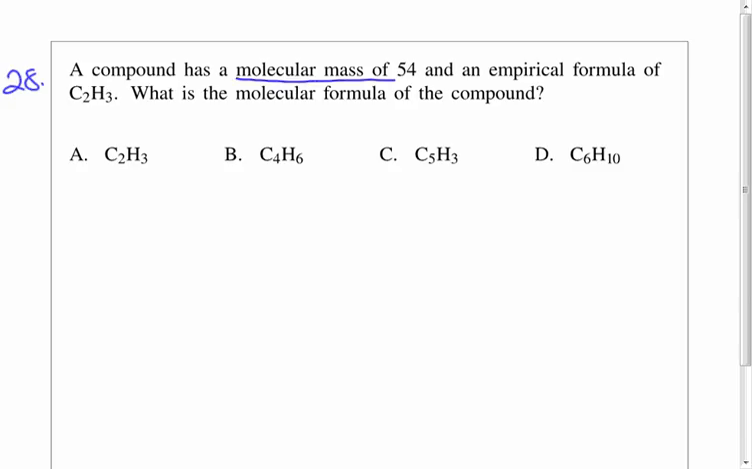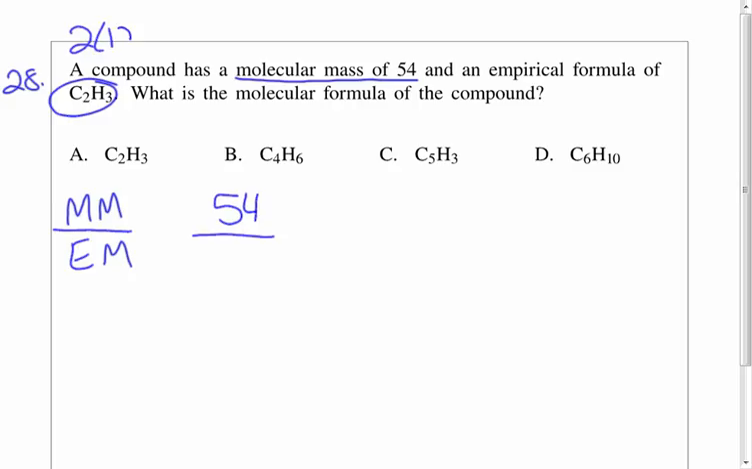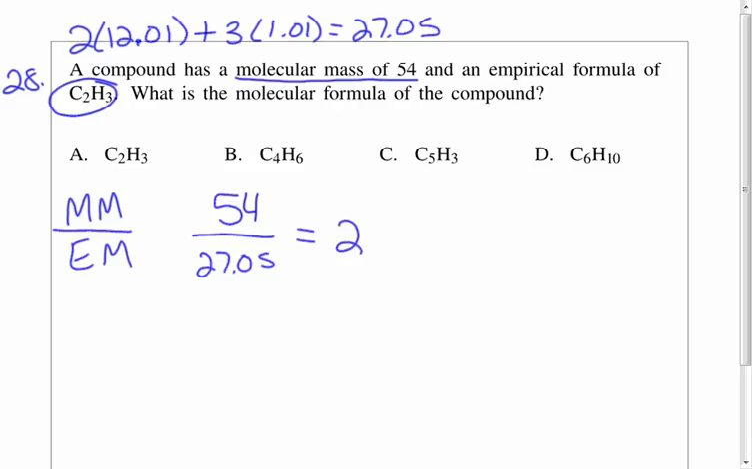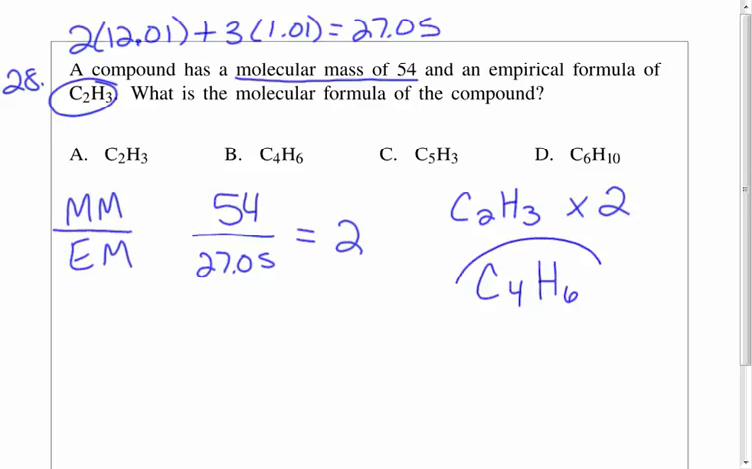We have a molecular mass of 54. The empirical formula is C2H3. Molecular mass over empirical mass. So we have 54 over 2 carbons plus 3 hydrogens. We get a total of 27.05. When you divide 54 by 27.05, it's really close to 2. So you take your empirical formula, multiply every subscript by 2. C4H6. Choice B.